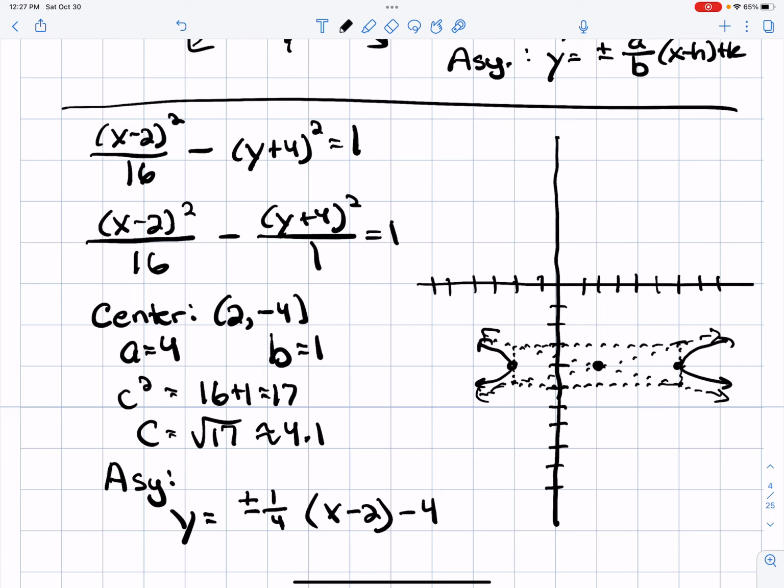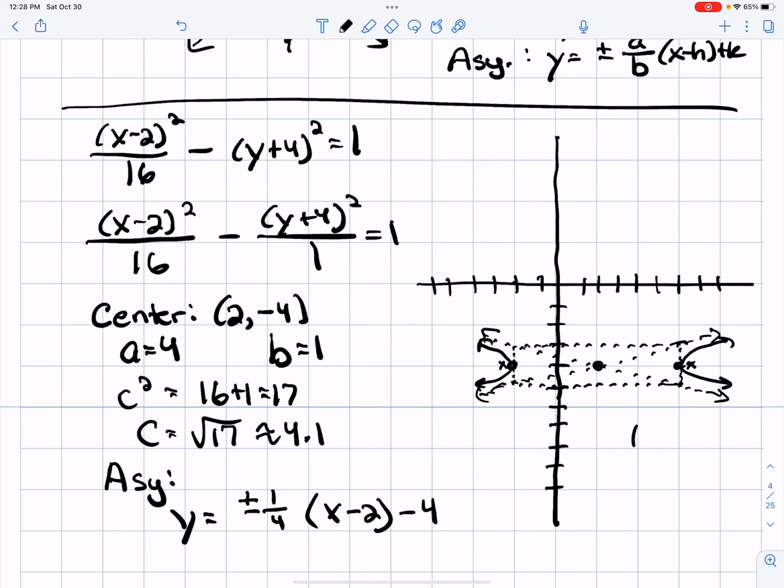All right, then my foci would be 4.1 from that center point, really close to the hyperbola. It's hard to draw it. It would be so close that, if I drew it, it would look like it's on top. But still, you got your foci out there. All right, I think that covers that.